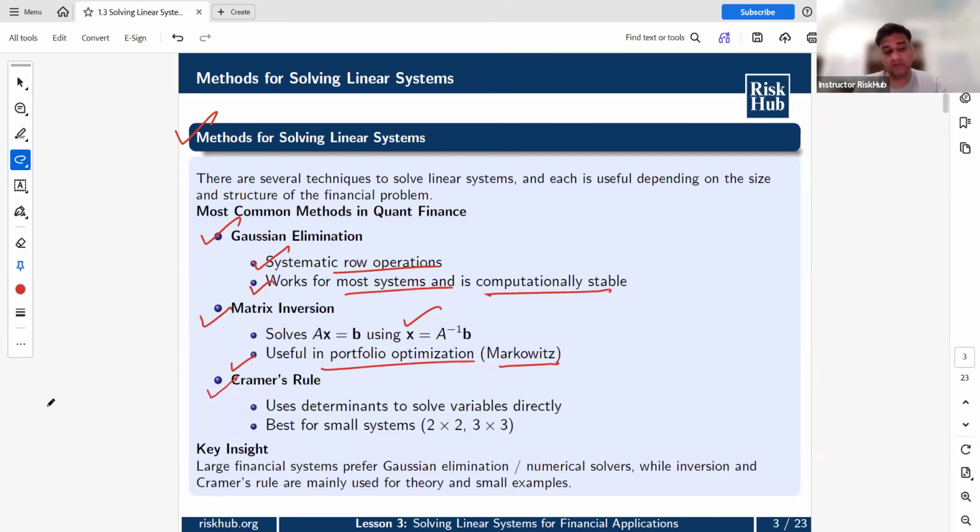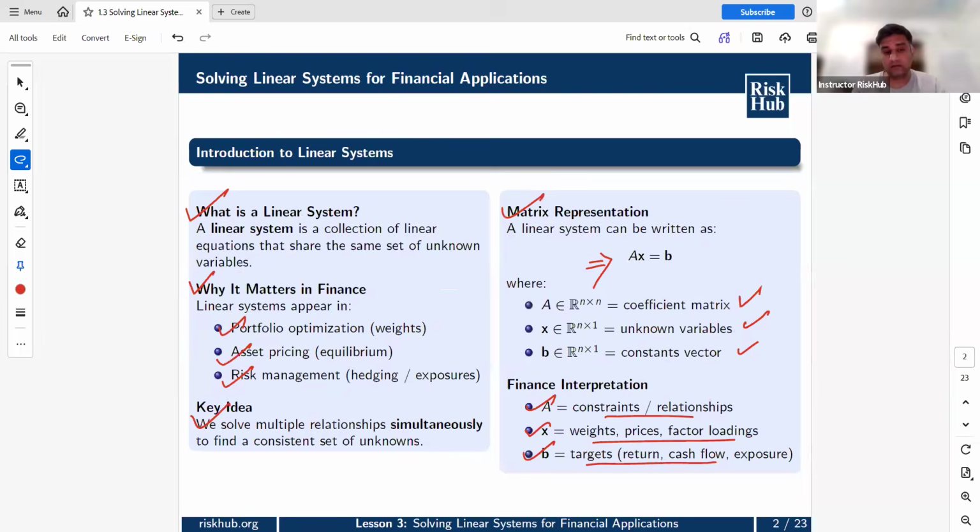Then third is your Cramer's rule. Beautiful theoretically, terrible computationally. You use determinants to solve variables directly. Useful for interviews, teaching, small systems, not for real quant infrastructure, right? No hedge fund solves a 10,000 dimensional system using Cramer's rule, right? So keep that in mind. And we will do Gaussian elimination ahead, guys, so don't worry about it. And all these steps ahead, matrix inversion also, Cramer's rule also, right? Key point here is that large financial systems prefer Gaussian elimination numerical solvers, while inversion and Cramer's rule are mainly used for theory and small examples, which I told, right? So remember that part. Okay.